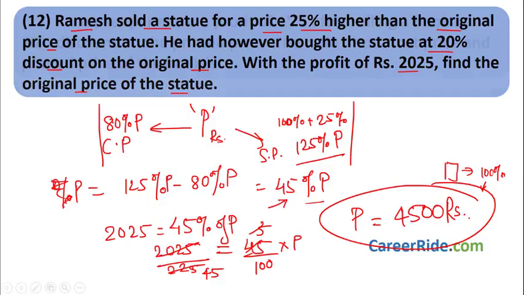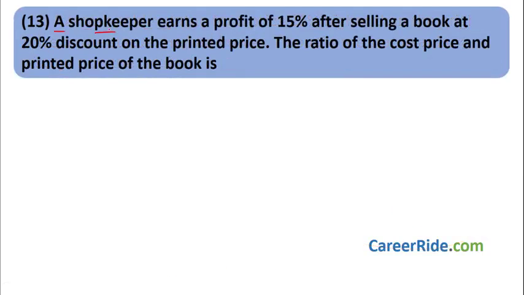Moving to question number 13. A shopkeeper earns a profit of 15% after selling a book at 20% discount on the printed price. The ratio of the cost price and the printed price of the book is... So there is a book, right? And it has some price printed on it, right? Let us assume that the printed price be PP, right? So PP rupees is the printed price of the book.